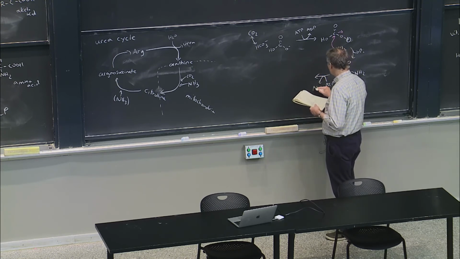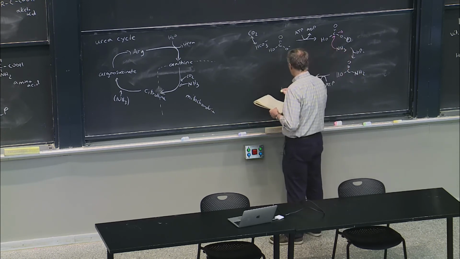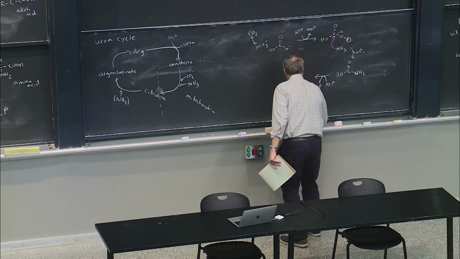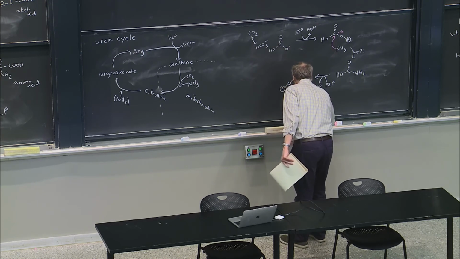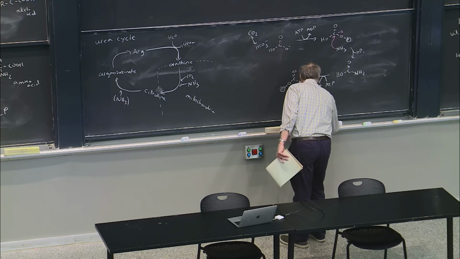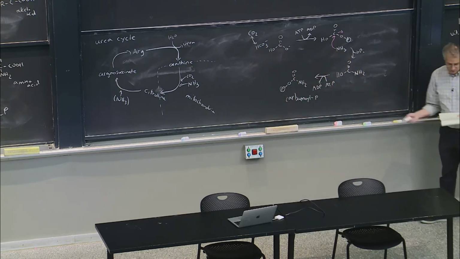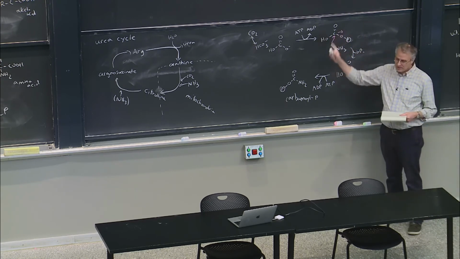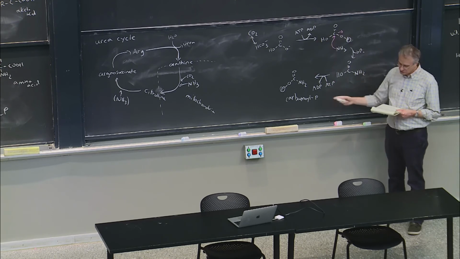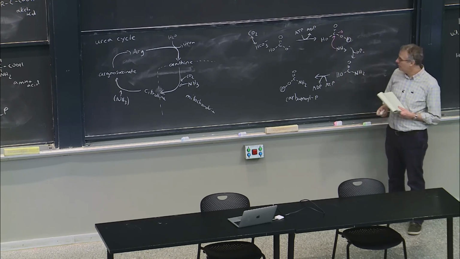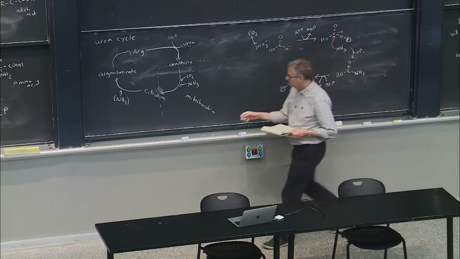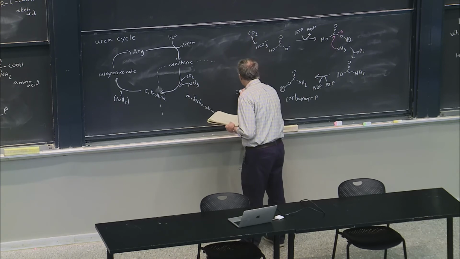which can then be phosphorylated with ATP again to generate this molecule, which is called carbamoyl phosphate. Okay? So carbamoyl phosphate. Turns out this whole step, two ATPs taking CO2 and ammonia and generating carbamoyl phosphate, is carried out by a single enzyme. This carbamoyl phosphate will then react with an ornithine molecule.